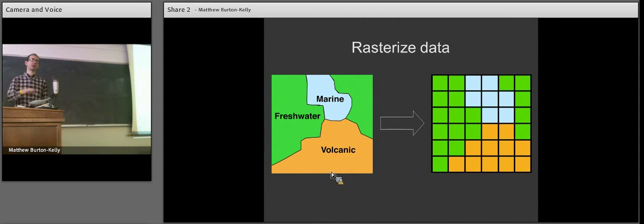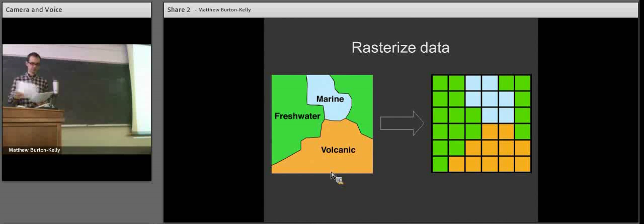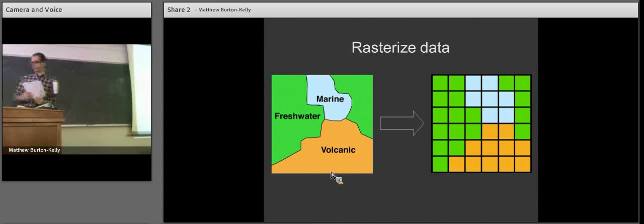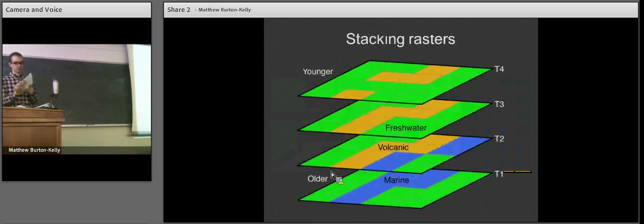So there are two ways to compare the environments through time. There's a simple way and a hard way. The simple way is to compare the time slice data just by stacking the rasters, the paleo environment rasters, on top of each other. There are two questions to ask when comparing these time slices.